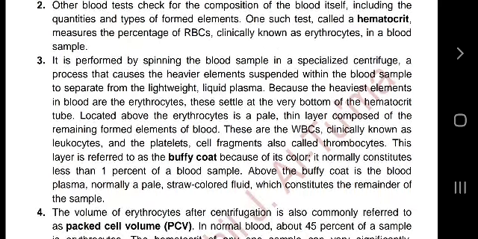The layer is referred to as a buffy coat because of its color. It normally constitutes less than 1% of a blood sample. Above the buffy coat is the blood plasma. Look at the supernatant at the top, normally a pale straw-colored fluid, which constitutes the remainder of the sample.